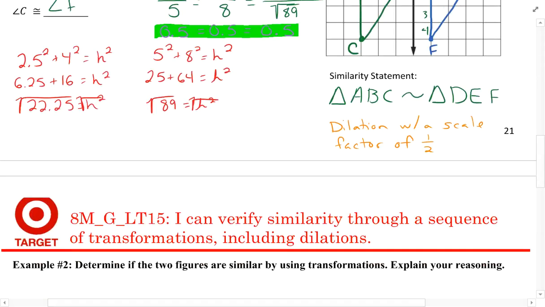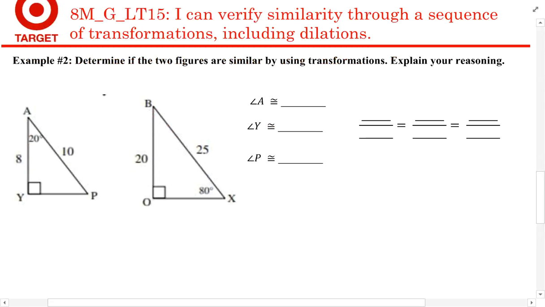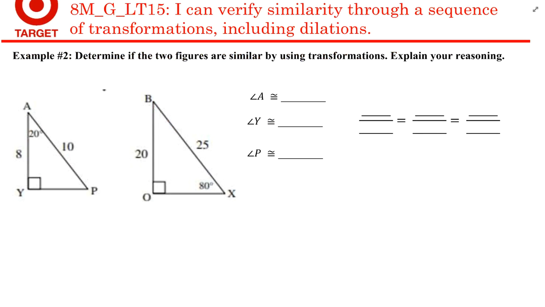All right, let's look at our next example. It says determine if the two figures are similar by using transformations. Explain your reasoning. All right, so here I see I have two triangles. I have one angle, I have a right angle, so I can see right off the bat that angle Y and angle O are congruent. Woohoo! All right, but my other two angles, darn, they're not the same number, but they're also not corresponding.